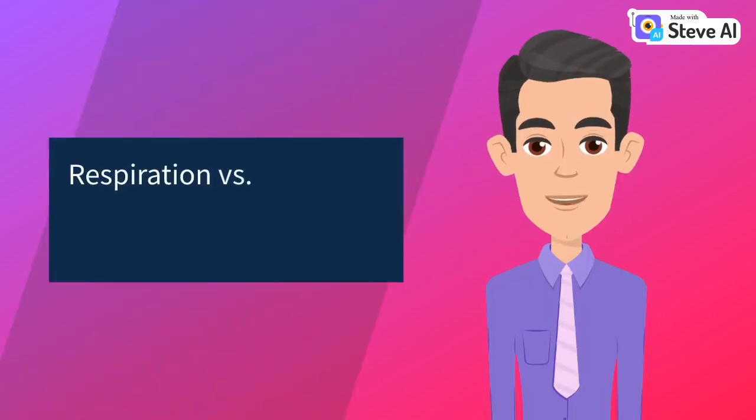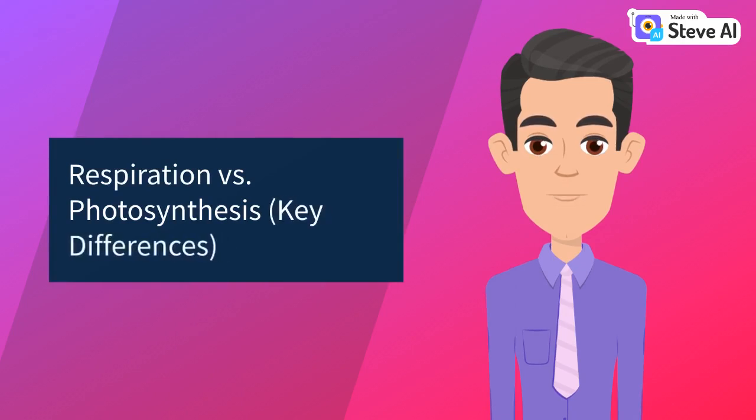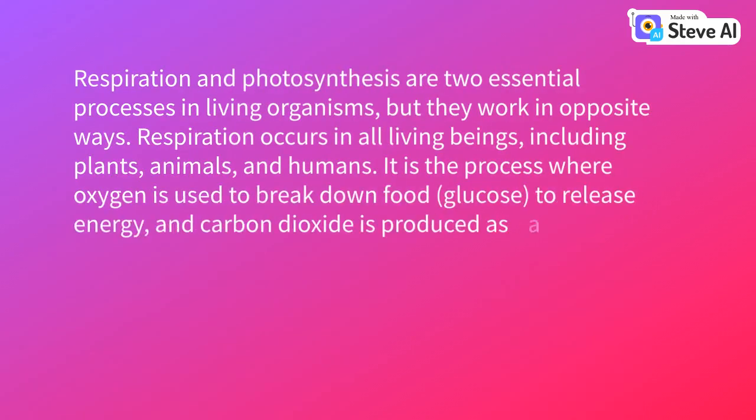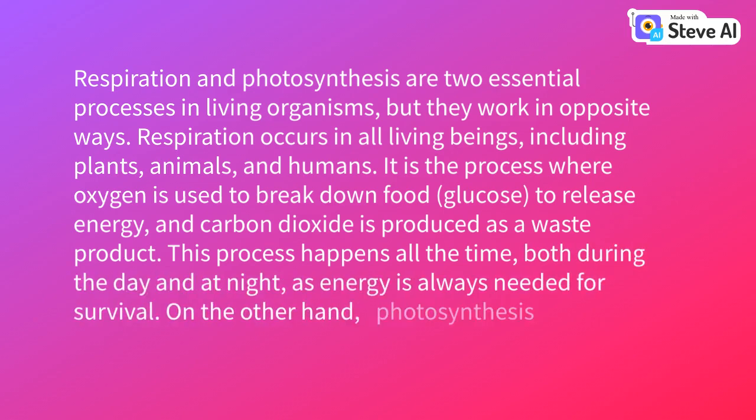Respiration versus photosynthesis, key differences. Respiration and photosynthesis are 2 essential processes in living organisms, but they work in opposite ways. Respiration occurs in all living beings, including plants, animals, and humans. It is the process where oxygen is used to break down food, glucose, to release energy, and carbon dioxide is produced as a waste product. This process happens all the time, both during the day and at night, as energy is always needed for survival.